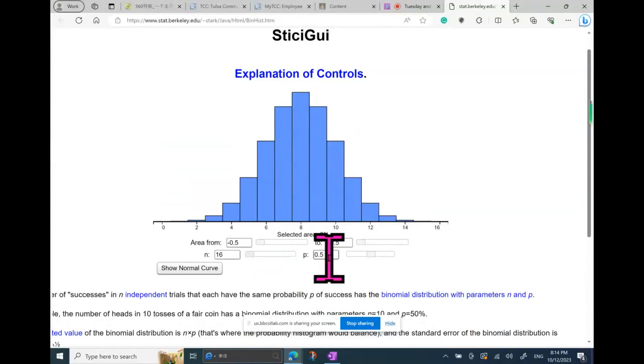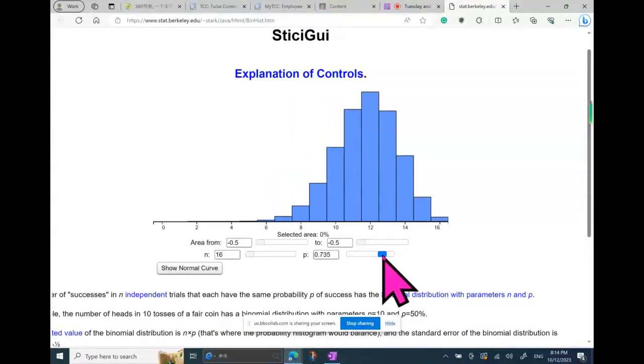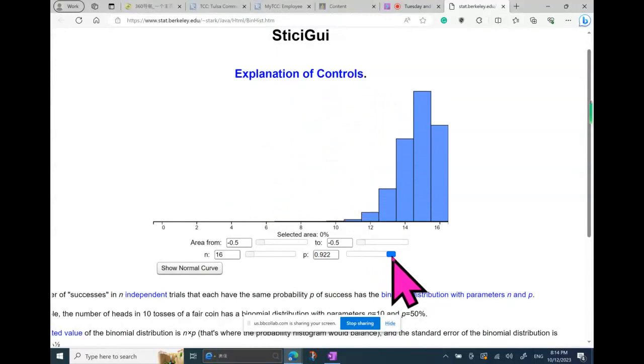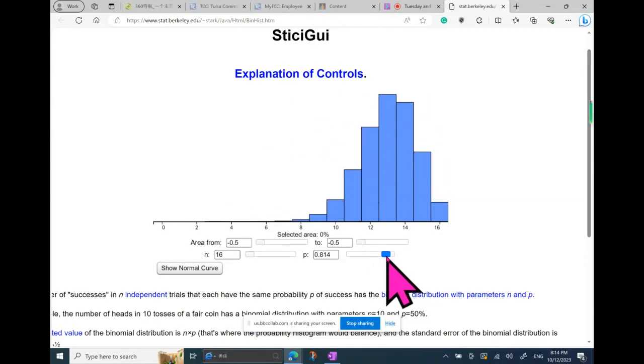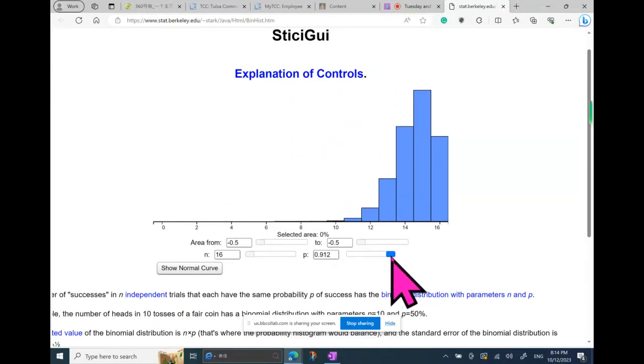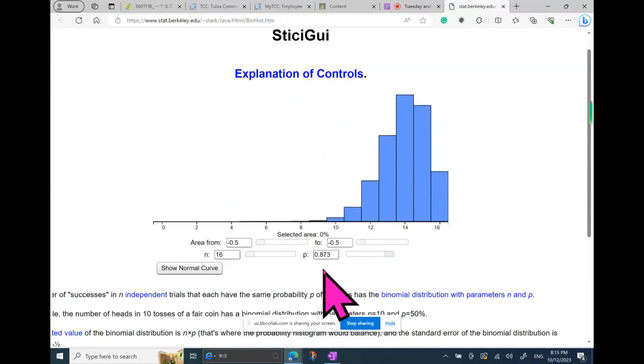That's the best. But what if P is not 0.5? Let's say P is 0.9. I cannot get a 9. How about 0.873? Yeah. So when n equals 16, as you can see, the histogram has a very long left tail. It is skewed to the left. But as Kelly just said, right? We just need to make n very large.